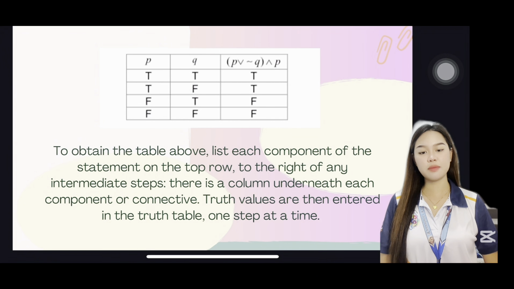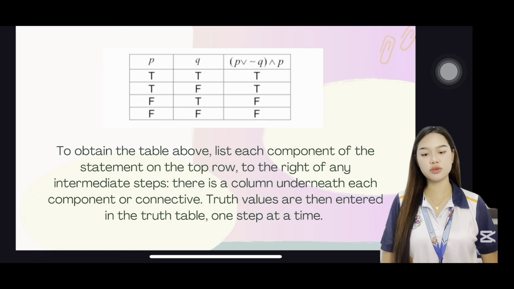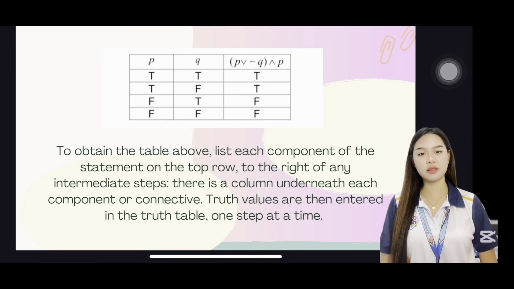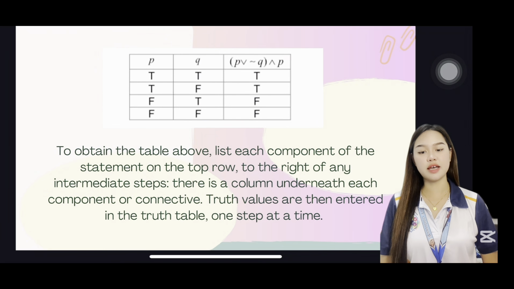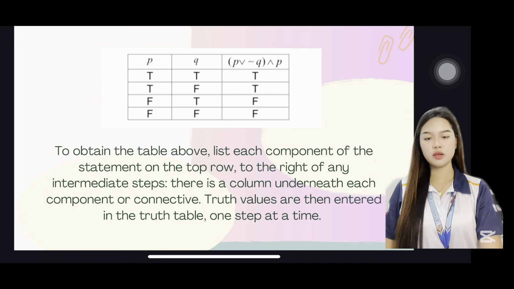To create the table, you list each part of the statement across the top. Then, below each part, you have a column to fill in whether that part is true or false for each row. You work through the statement one operation at a time, from the innermost parts to the final result. For example, you'd first figure out the truth values for open parenthesis P or not Q close parenthesis.